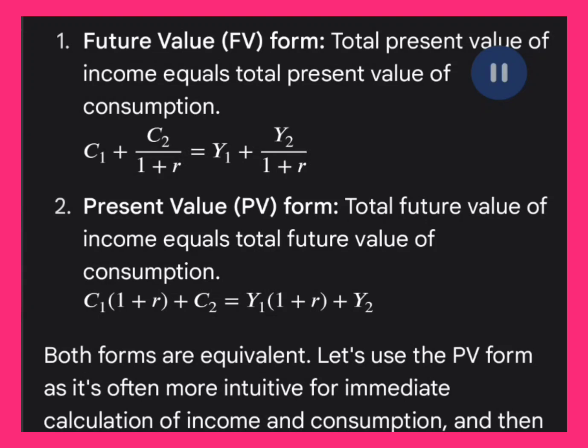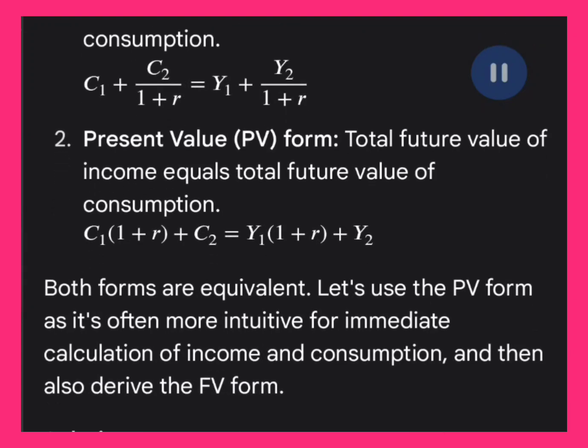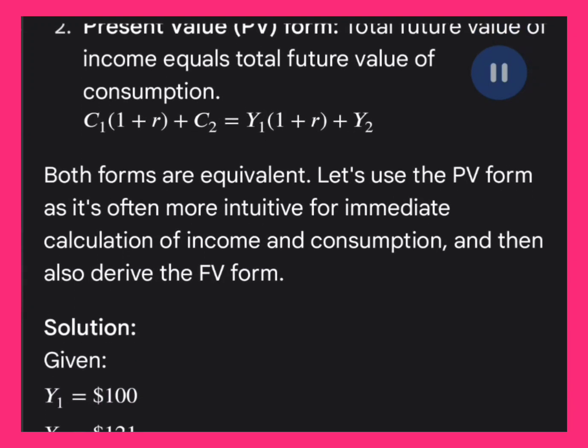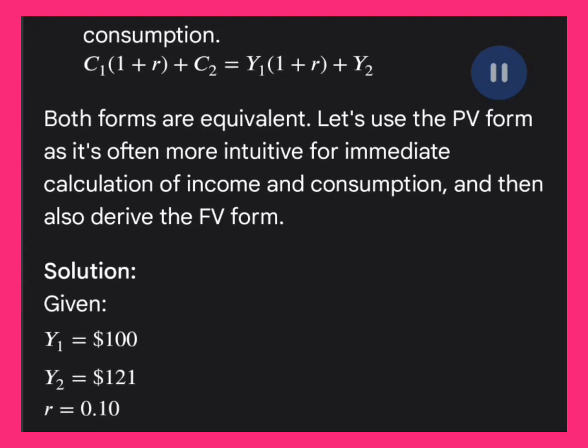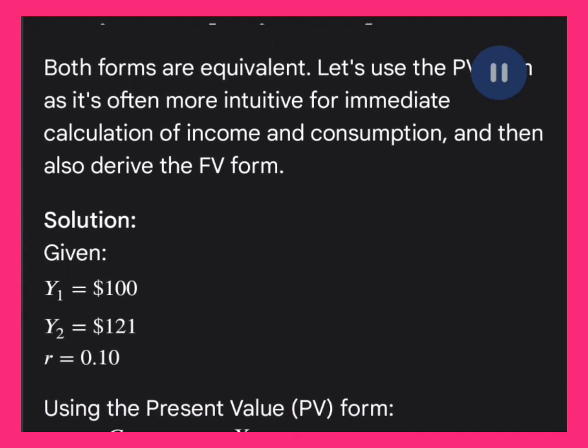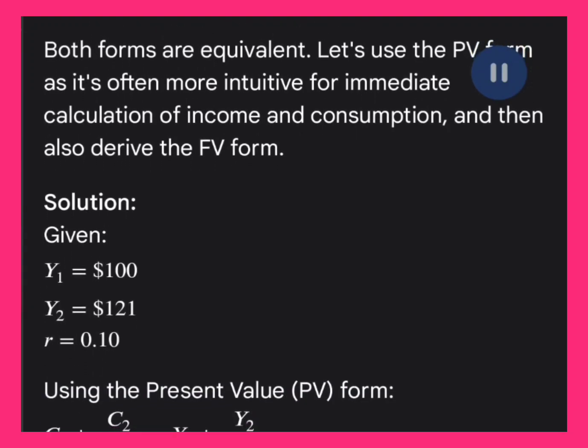2. Future value, FV form. Total future value of income equals total future value of consumption. C_1(1+r) + C_2 = Y_1(1+r) + Y_2. Both forms are equivalent. Let's use the PV form, as it's often more intuitive, for immediate calculation of income and consumption, and then also derive the FV form.